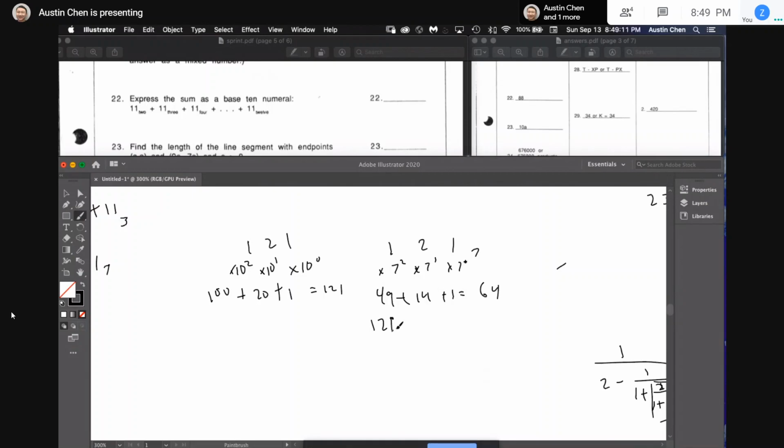So we just found out that 121 in base 7 is going to equal 64 in base 10. There are a lot of ways to explain bases. If you just think of it like this, you're multiplying by powers on the place values. You should be fine with doing stuff.